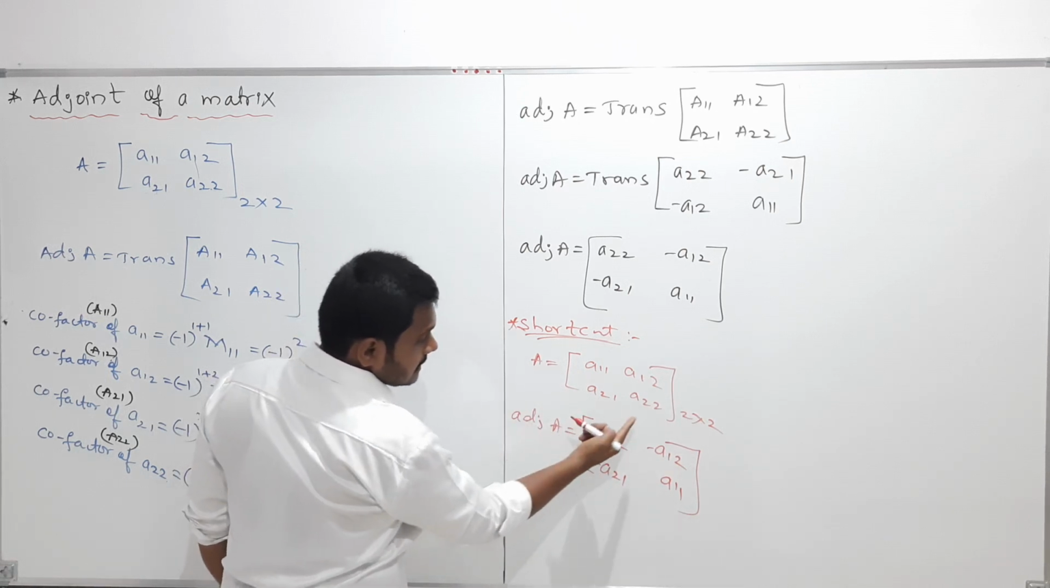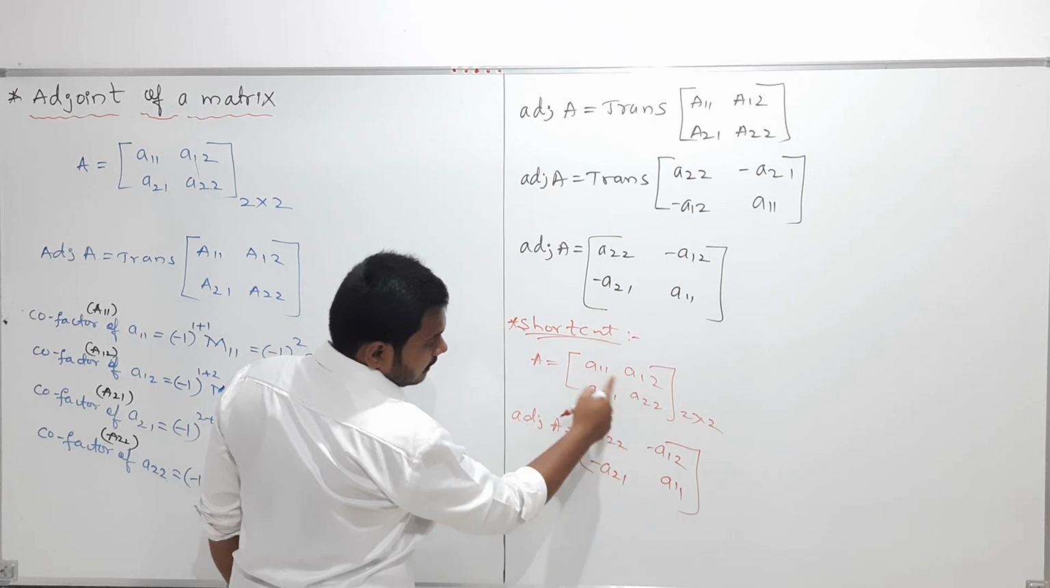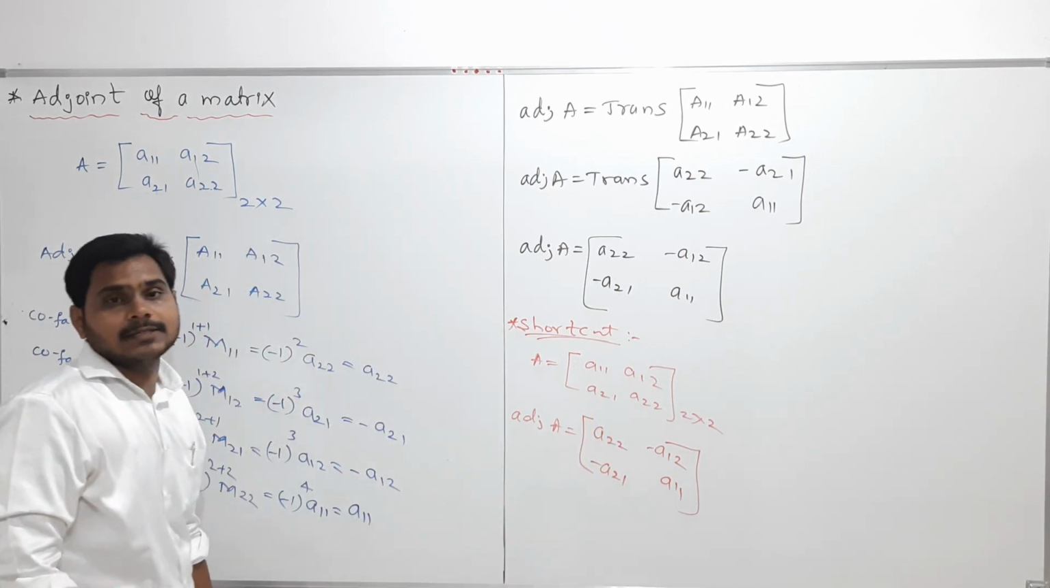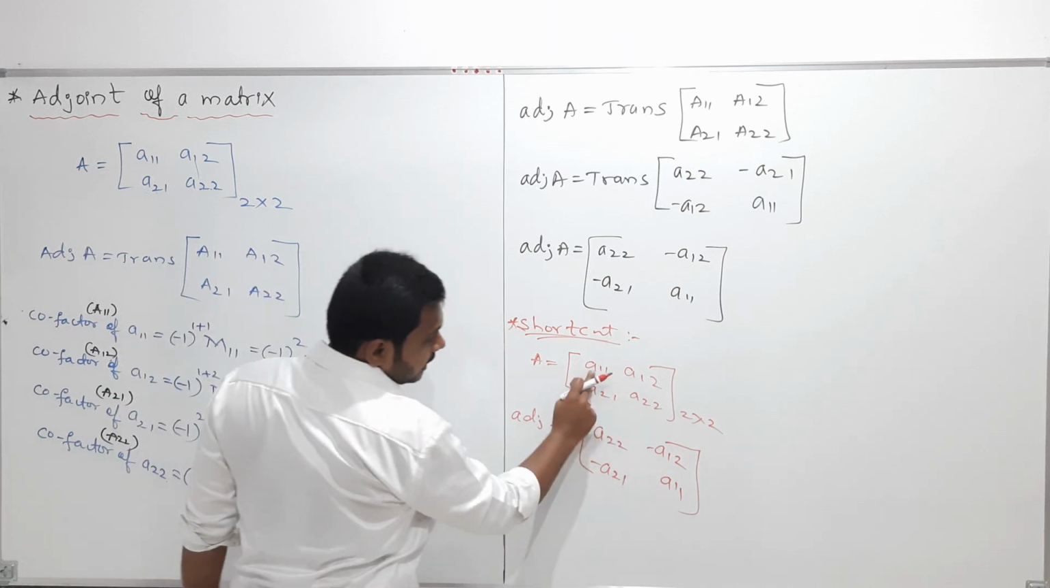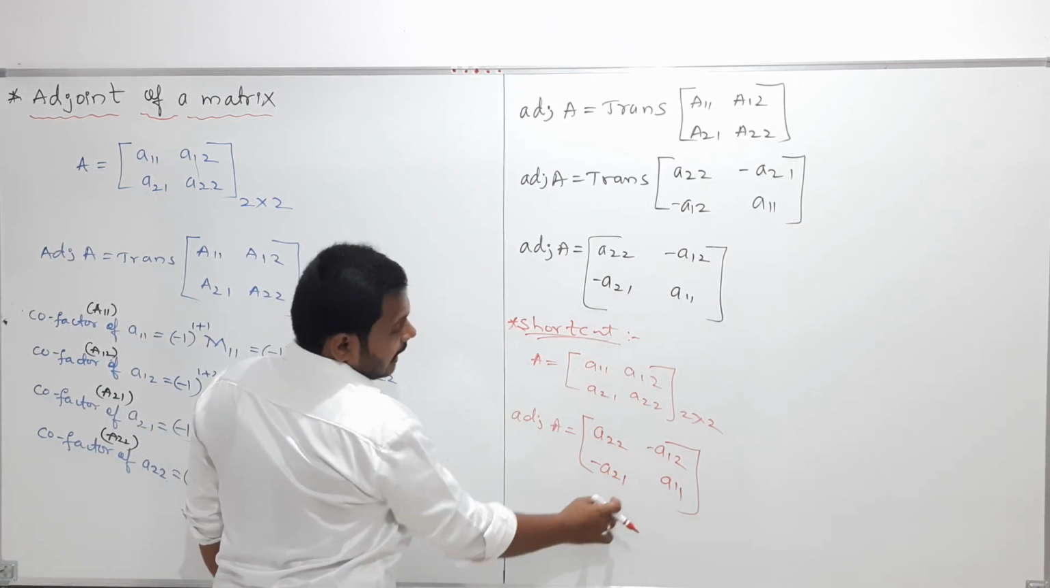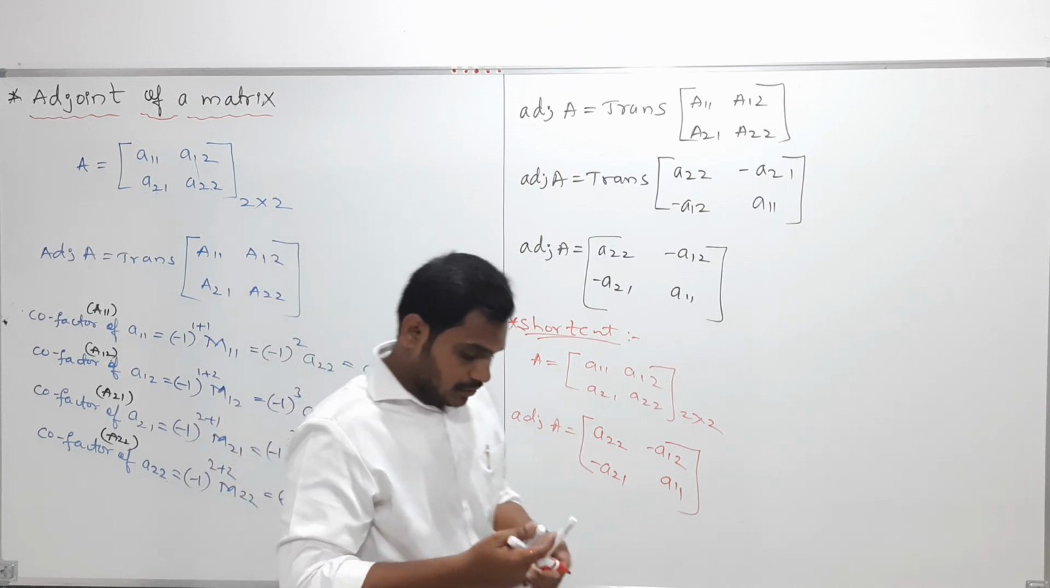So what is the shortcut here? Interchange the diagonal elements, and change the sign of the remaining elements. Interchange the diagonal elements and change the sign of the remaining elements. So that is your required answer. Like this you can calculate.